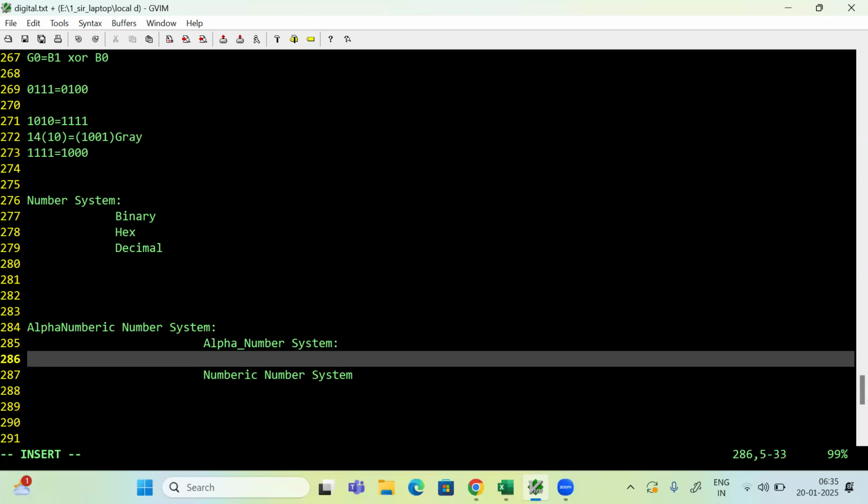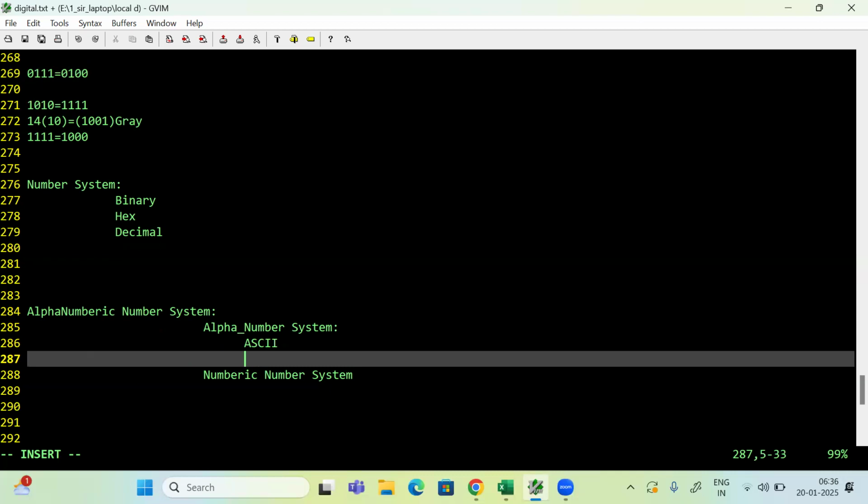Have you heard ASCII? ASCII coding. Yes, sir. What is that? American Standard Code for Information Interchange. Correct. That is also one number system. Which kind, numeric or alphanumeric? Alphanumeric. It is outdated now. We now have EBCDIC code. You can check, whatever we have, that will also be going obsolete now.